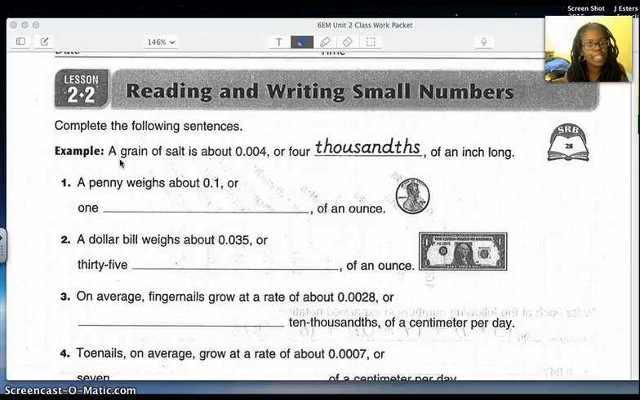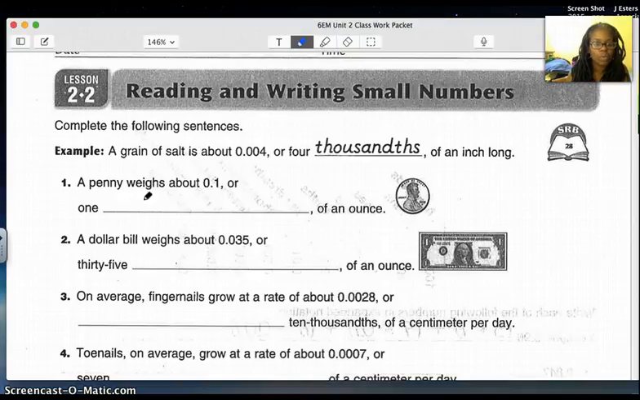We're going to talk about the first example. If you look here, it says a grain of salt is about, what would this number be? Can you read it? We read this as 4/1,000ths. Remember, this is the tenths, hundredths, thousandths place. So we read this as 4/1,000ths, and what we're doing is writing it out as 4/1,000ths of an inch long. So the number that we see here in standard form, we're going to write out in word form. Right here we see a penny weighs about, what number is this? What would this place be? Tenths.